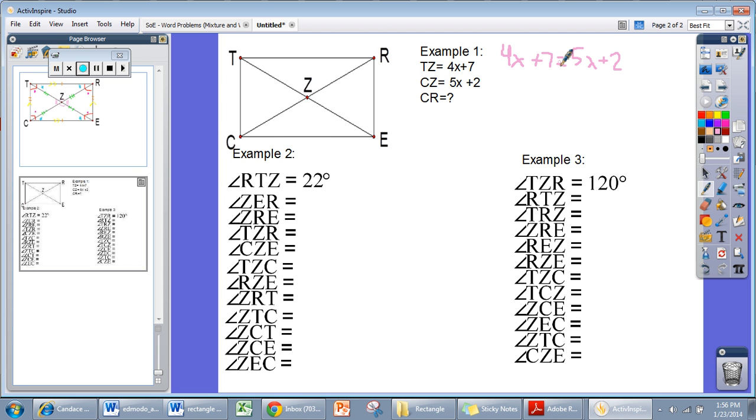Alright, so easy algebra. Let's subtract 4x. So minus 4x. And over here we're going to subtract 4x. So we're just going to be left with an x. We got 7. Make that look like a 7.